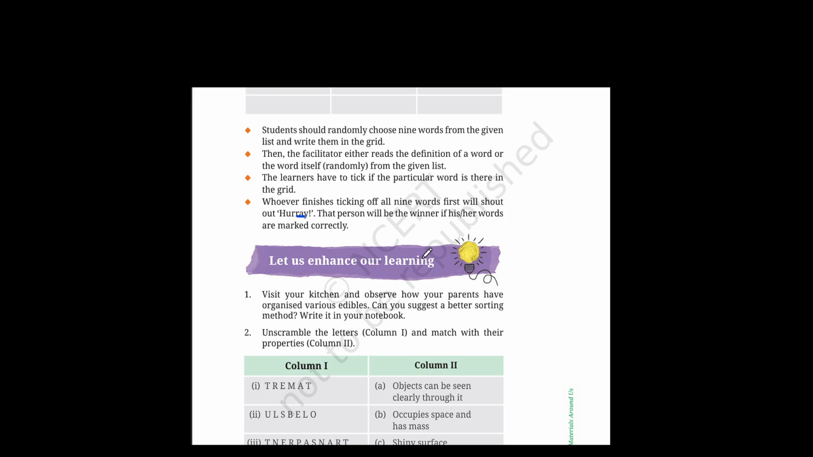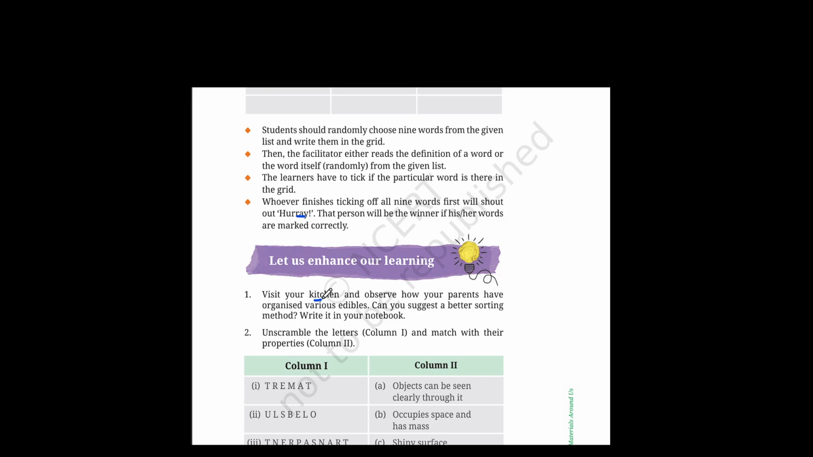Let us enhance our learning. First question is, visit your kitchen and observe how your parents have organized various edibles. Can you suggest a better sorting method? Write it in your notebook. So there are three parts of this question.